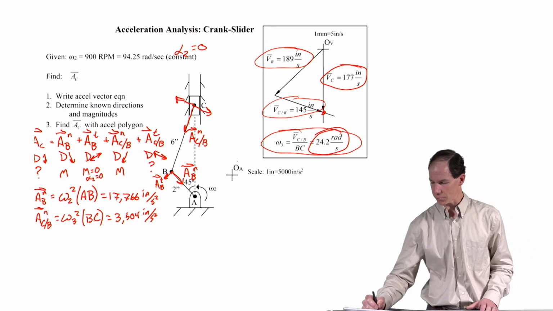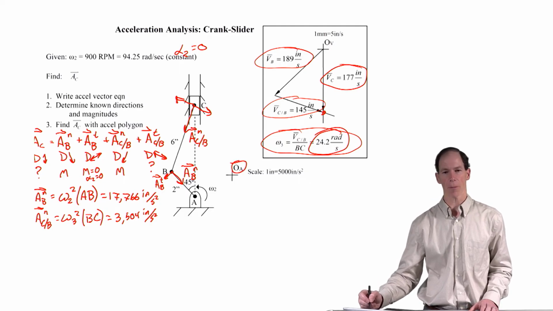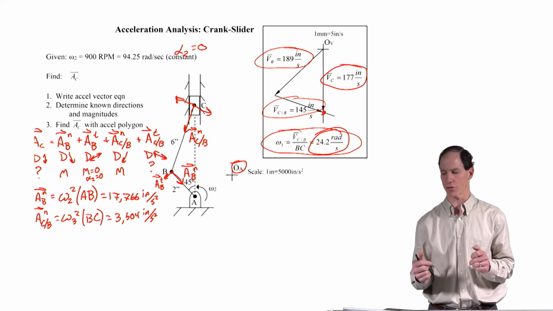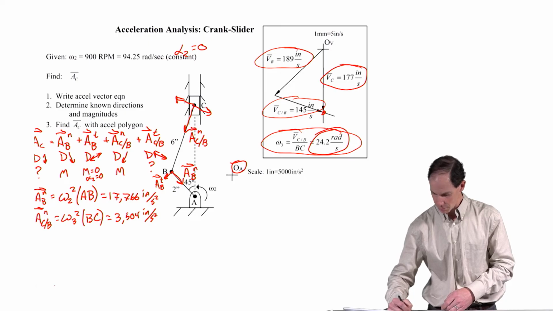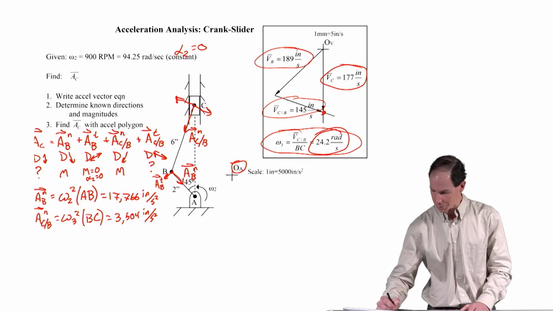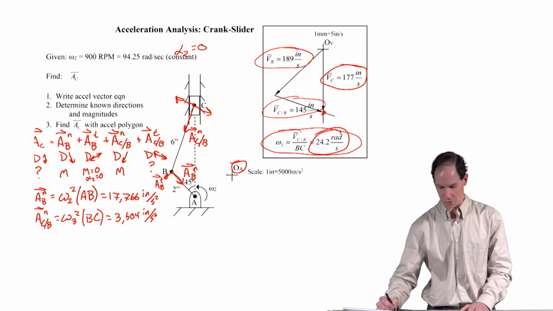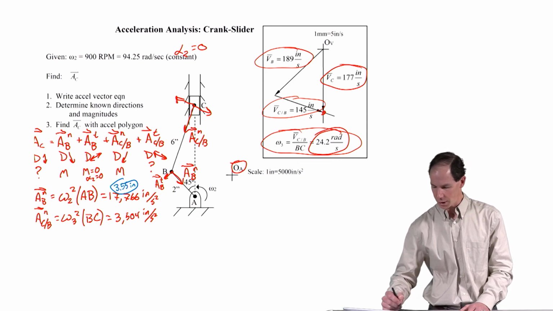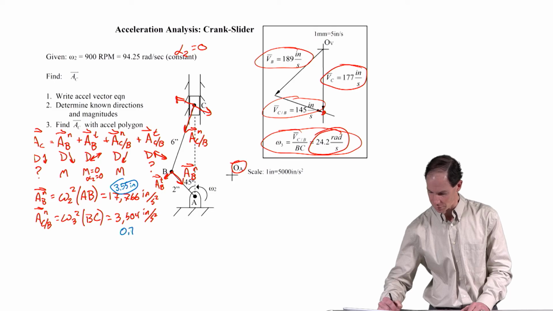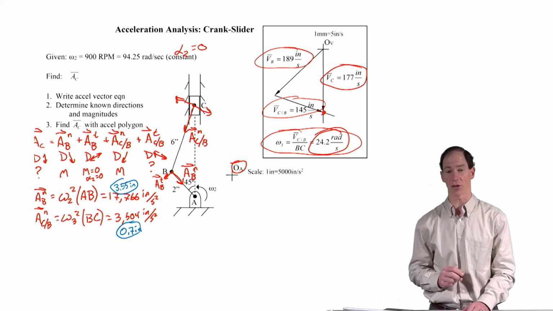So I'm going to start off with this origin of A right here. And you'll see that I've set up a scale that will help me sketch this. So I've said 1 inch of length is equal to 5,000 inches per second squared. So let me just grab a different color here. So I will quickly convert these. If I've got 17,766 inches per second squared, this ends up being 3.55 inches of distance, just dividing that by my scale of 5,000. And again, dividing 3,500 by 5,000, I end up with 0.7 inches. So those are my two scales that I'm going to stick on there.